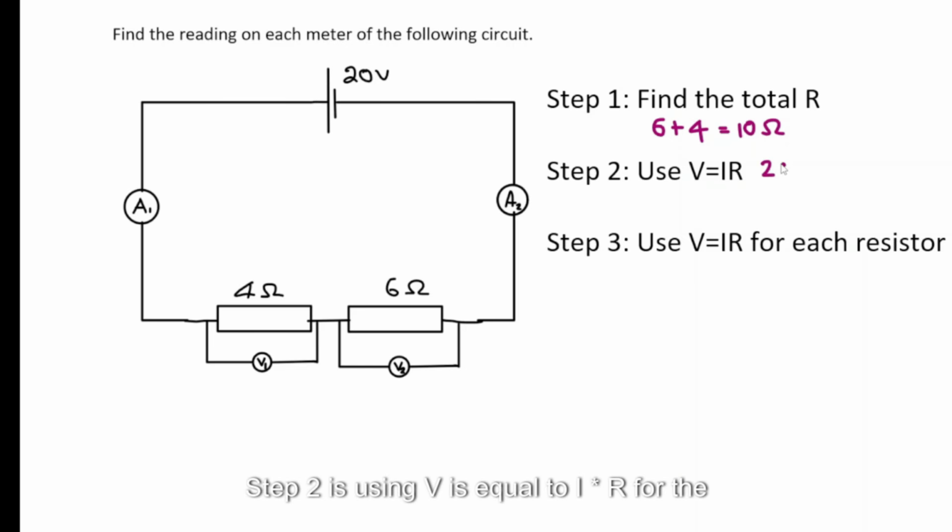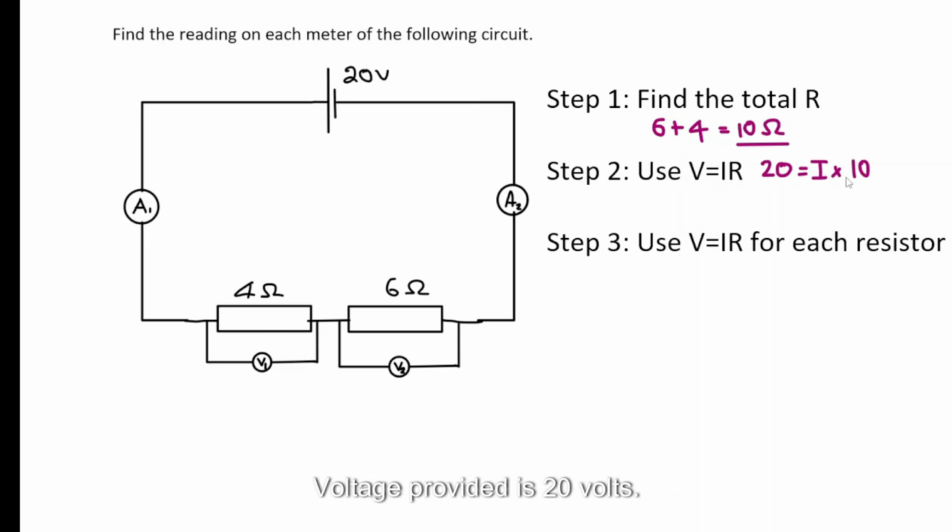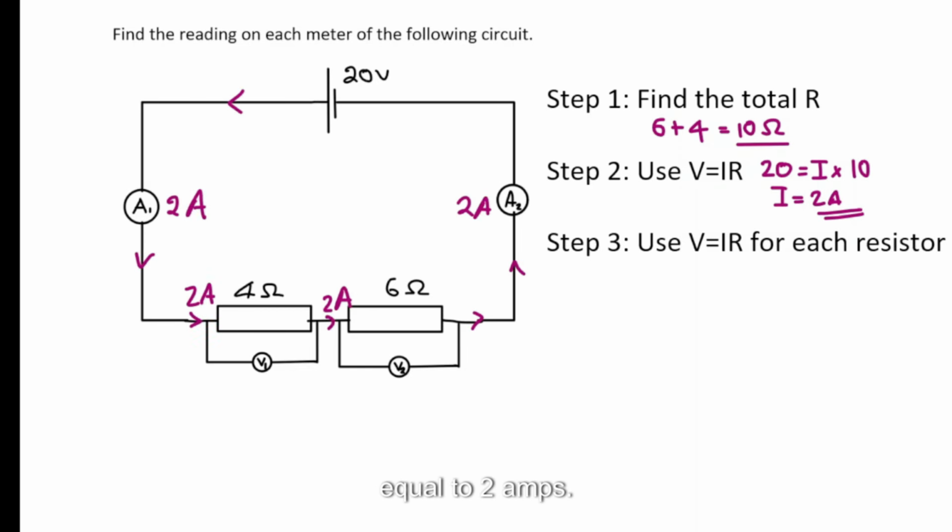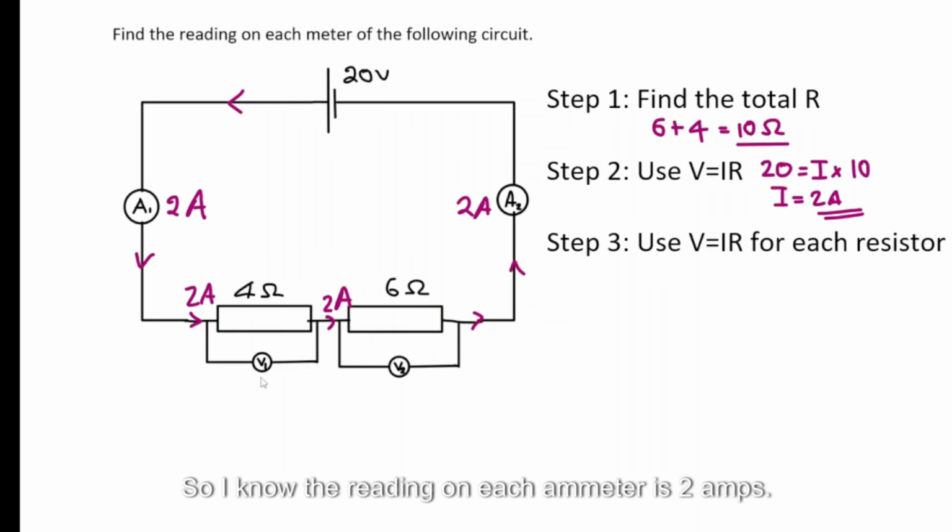Step 2 is using V is equal to I times R for the whole circuit. So let's do that. Voltage provided is 20 volts. The current, I don't know, R is now 10. So if you divide both sides by 10, I is equal to 2 amps. So I know the reading on each ammeter is 2 amps.